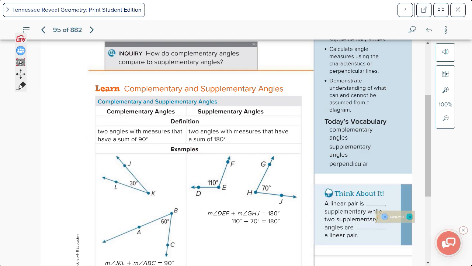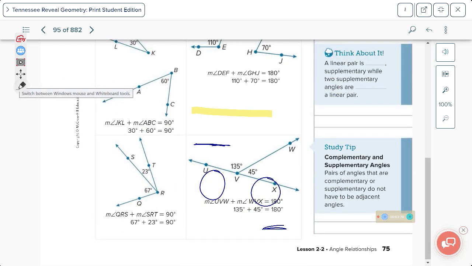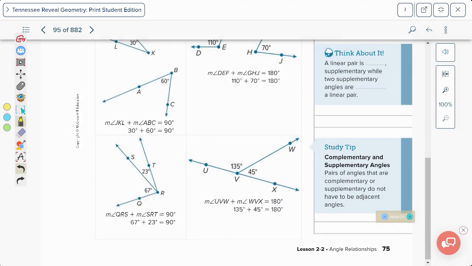Now the next type of angle that we have is called supplementary angles. So supplementary angles are two angles with measures that have a sum of 180. Okay, so if we look here again, 110 plus 70 does give us that value of 180. So yes, these would be considered supplementary angles. If we scroll down to that other example, okay, so here these two angles are connected. They form a line. And if you add these together, they give you that 180 degrees, okay?